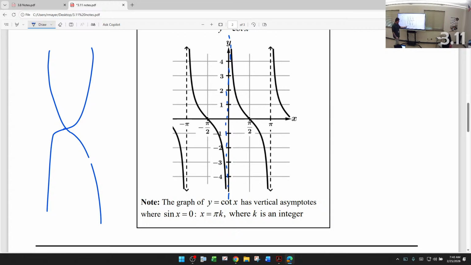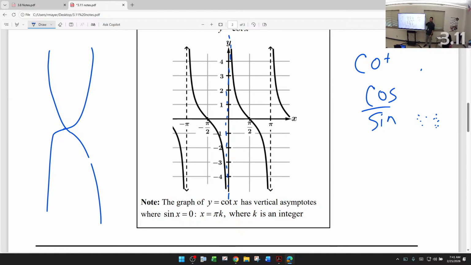So, the graph of cotangent has vertical asymptotes where sine is 0. So kind of keep that in your head, because cotangent is cosine over sine. That's bad. We can't have sine be 0. If sine's 0, then it's undefined. So that's where their asymptotes are, when sine is 0.